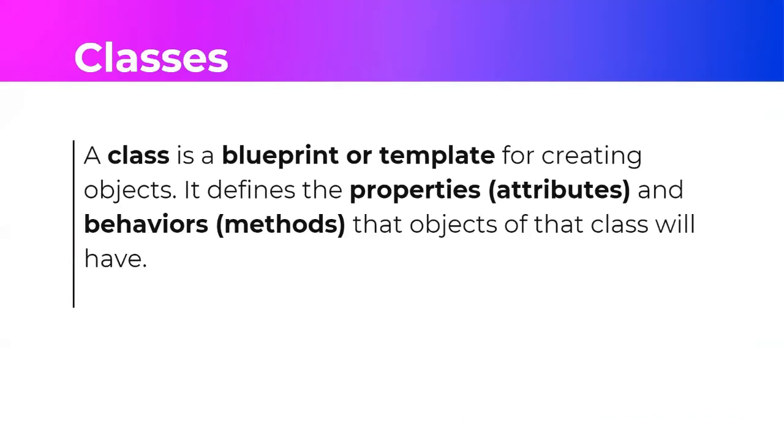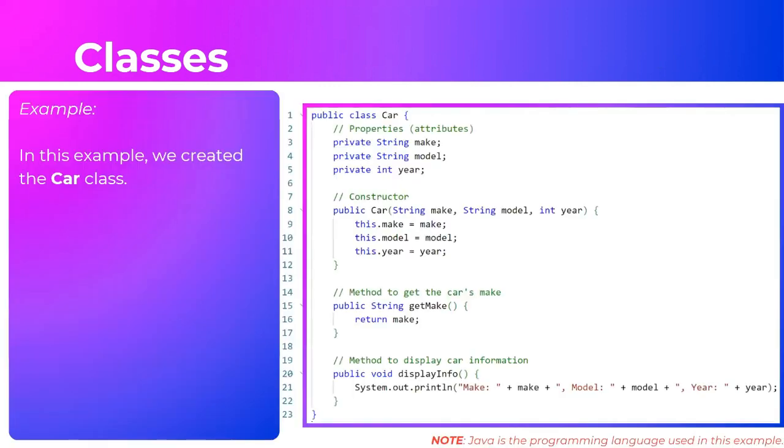So what are classes? In object-oriented programming, a class is a blueprint or template for creating objects. Within a class, we can define different properties or attributes and behaviors or methods that an object of that class will have. So here we have an example, of course. We have here the car class. As you can see on our car class, we have here some properties and some methods.